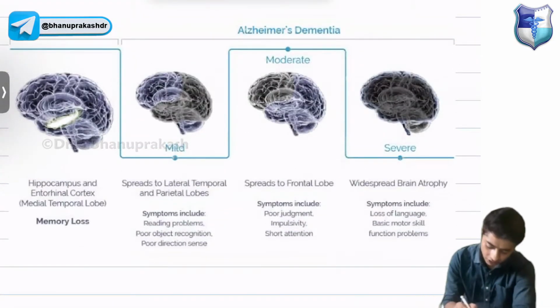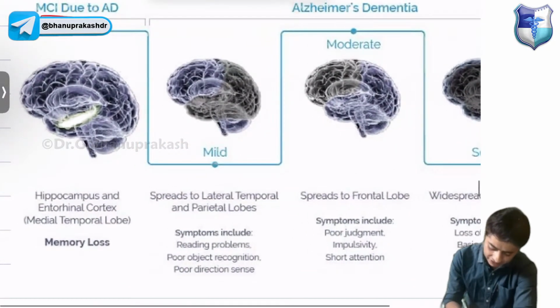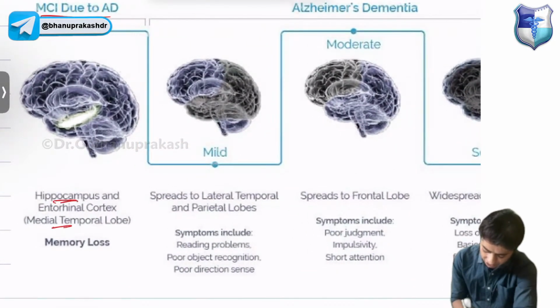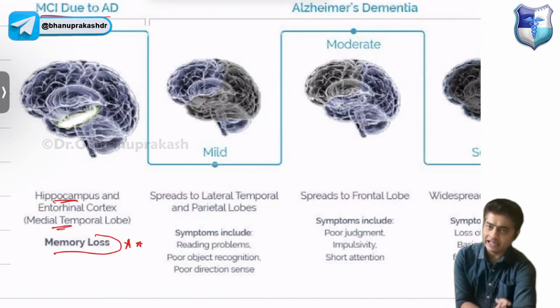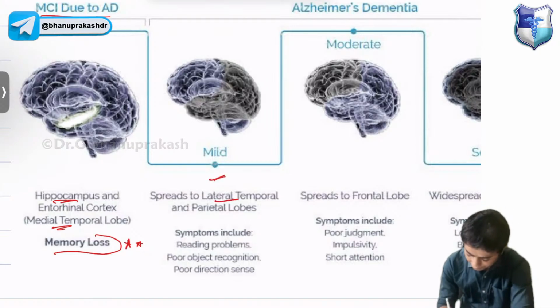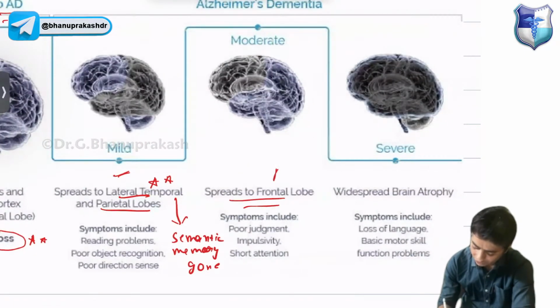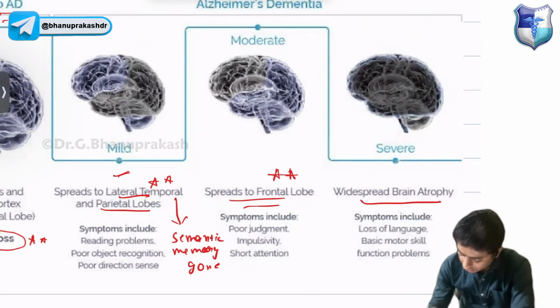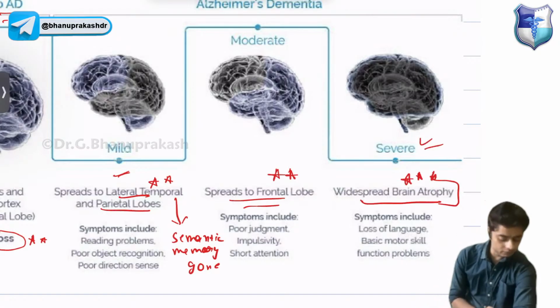See, first is mild cognitive impairment in the Alzheimer disease patient. Only the hippocampus is involved and there is memory loss. Initially, if it is MCI, then daily activities will be normal. Then in the mild stage, it spreads to the lateral temporal lobes and parietal lobe. When it goes to the lateral temporal lobe, semantic memory is also gone. Then it spreads to the frontal lobe. And then you can see there is widespread brain atrophy in the severe disease.